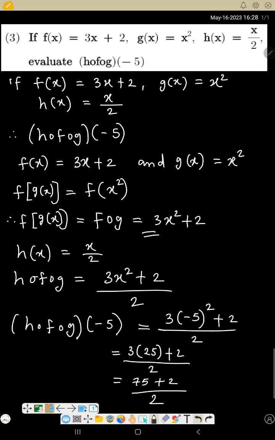So you can now add together 75 plus 2. So that is 77 divided by 2. So that is the final answer. So we'll continue in the next video.